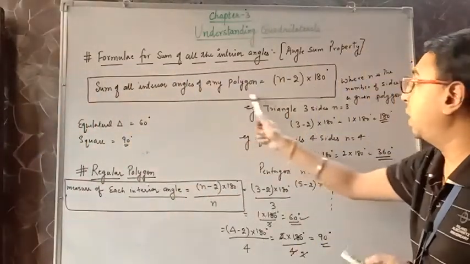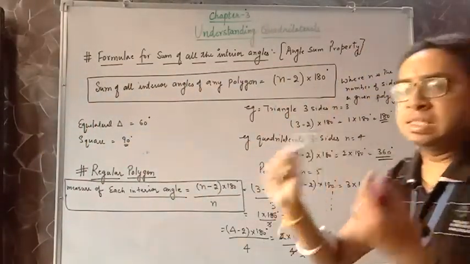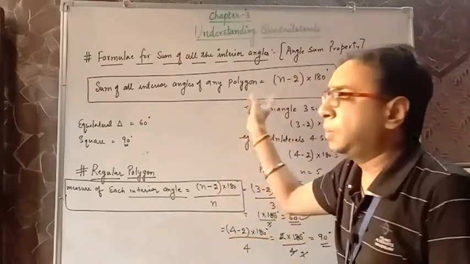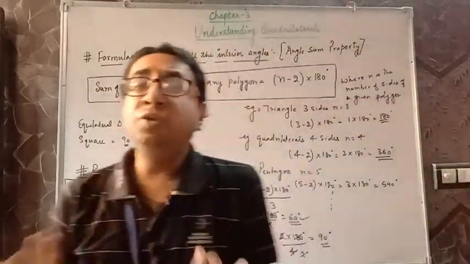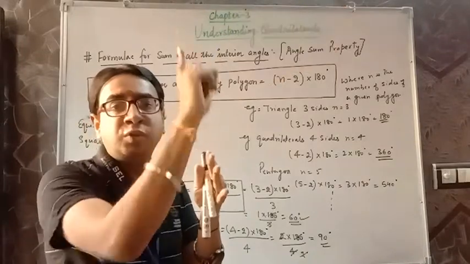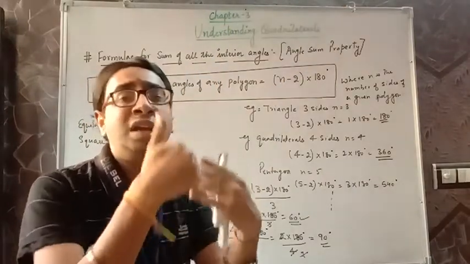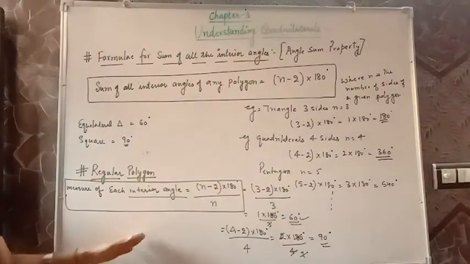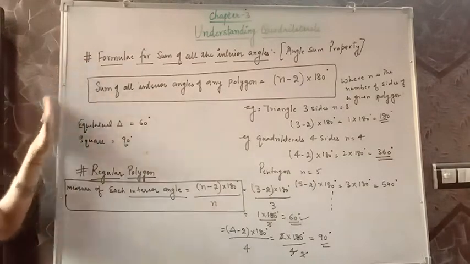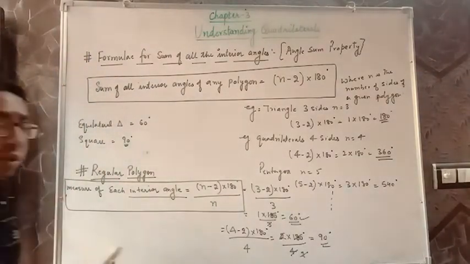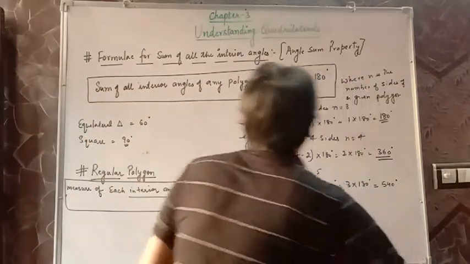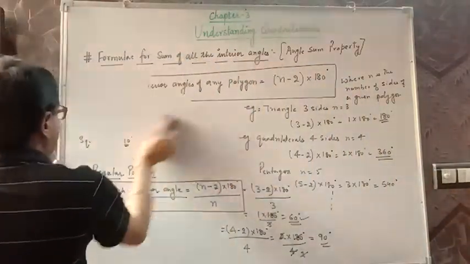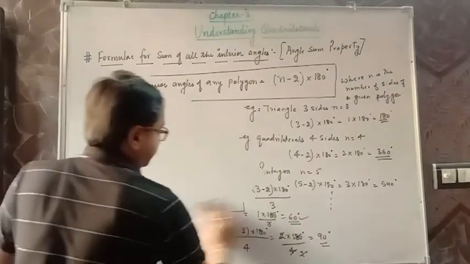To find the sum of all the interior angles, simply divide by the number of sides and you will get the measure of each. Unitary method: the sum of all, you have to find for one. What will you do? You will divide by the number of sides. Unitary method. Are we clear with the interior portion? Let's see the exterior now.